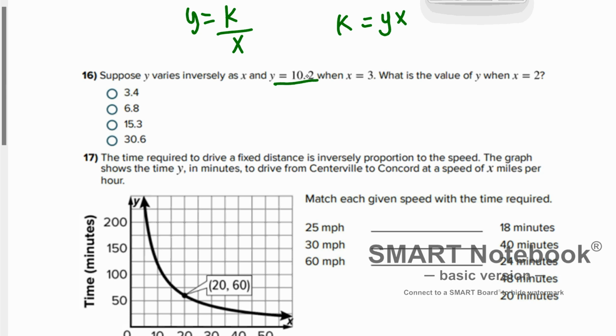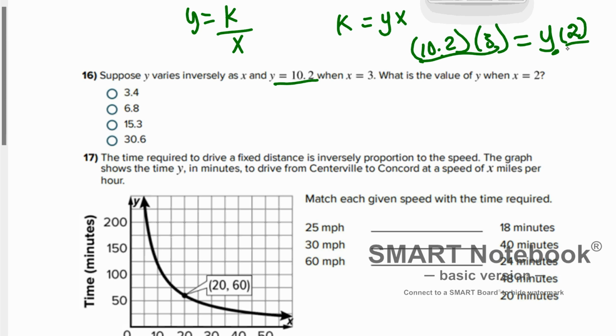So they say y equals 10.2 and x equals 3. And so then what is y when x is 2? So I can just solve this equation like this, because this y and this x is giving me a k, and this y and this x of 2 is also giving me a k, and those k's need to be the same.